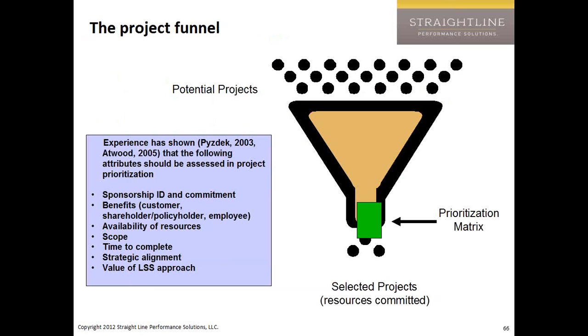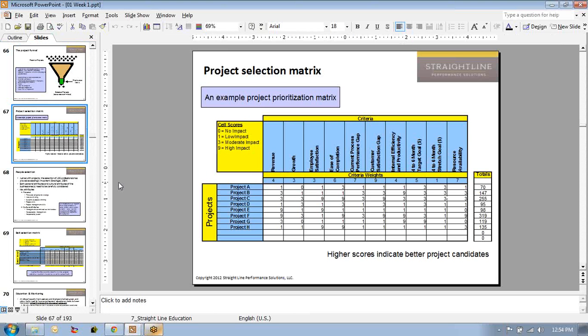Okay, here's some more stuff on what the project funnel would look like, and this comes from PISDEC. Projects that failed didn't have sponsor ID and commitment, didn't have clear benefits to the customer, shareholder, employee, didn't have available resources, were not scoped properly, etc. Okay. All right. We've talked a little bit about the rules.